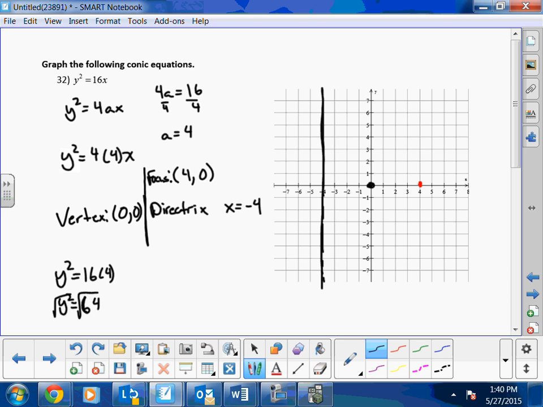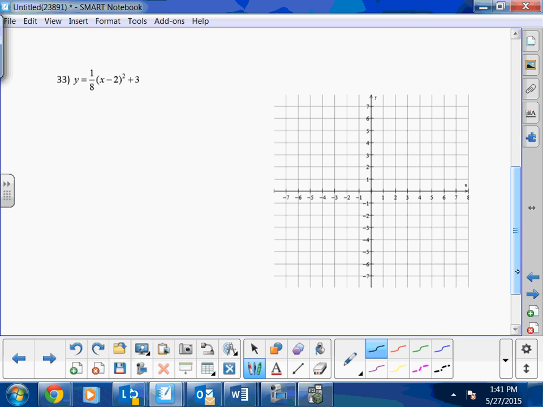Square root of 64, y is equal to plus or minus 8, which means that at (4, 8) and (4, -8), maybe two other points I could get out of this parabola. So (4, -8), (4, 8). There is my parabola that gets formed in that case. Let's move on to the next one, question 33.